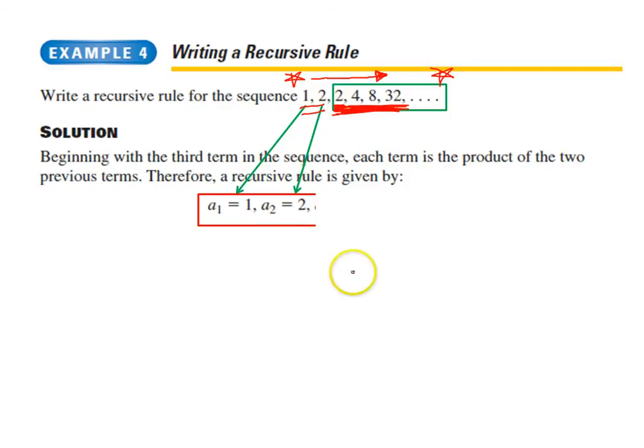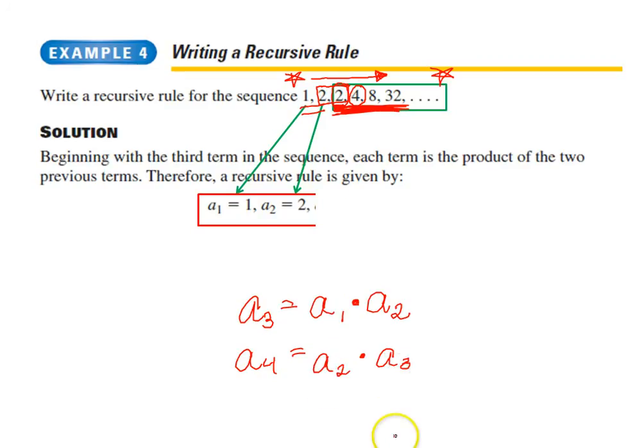Then the next part, since we're not following geometric or arithmetic, we have to write out this a sub n ourselves. What are we doing to get term 3? We multiplied term 1 by term 2. How do I write that? Term 3, we multiplied term 1 by term 2, right? What do we do to get term 4? We multiplied what two terms together to get term 4? We multiplied term 2 and term 3.